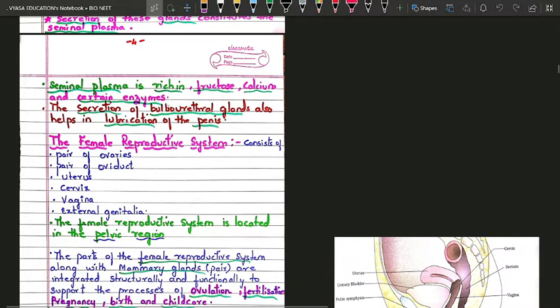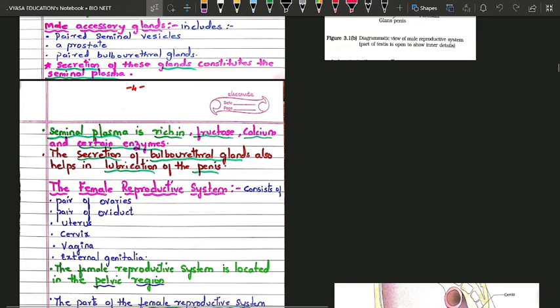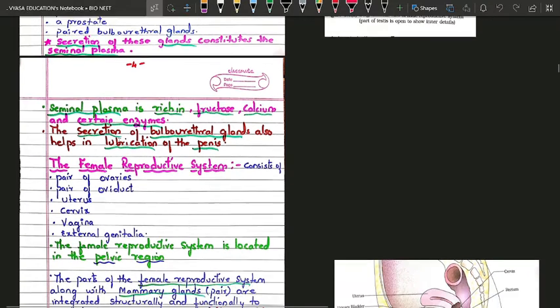The secretion of the bulbourethral glands also helps in lubrication of the penis. So the bulbourethral glands help in the formation of the seminal plasma and also help in lubrication of the penis. It has two functions.